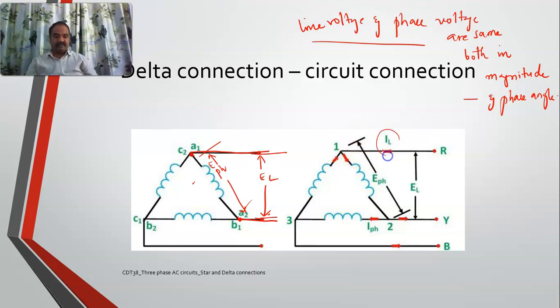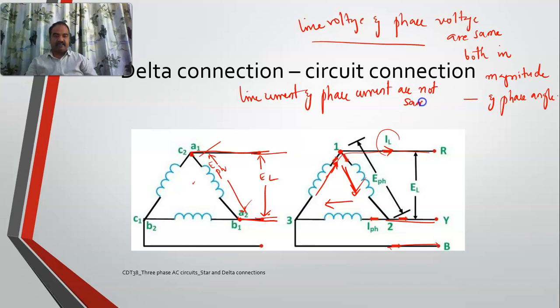See, this is your line current which is flowing in these main lines. See, these are the phase currents which are flowing here. Now, can I say that this phase current is equal to line current? No. At this point, see, there is a combination of three currents. This is one current, this is another current, this is another current, which means that line current and phase current are not the same. But whereas line voltage and phase voltage are the same in case of delta connection. This is quite opposite to what we have seen in star connection.